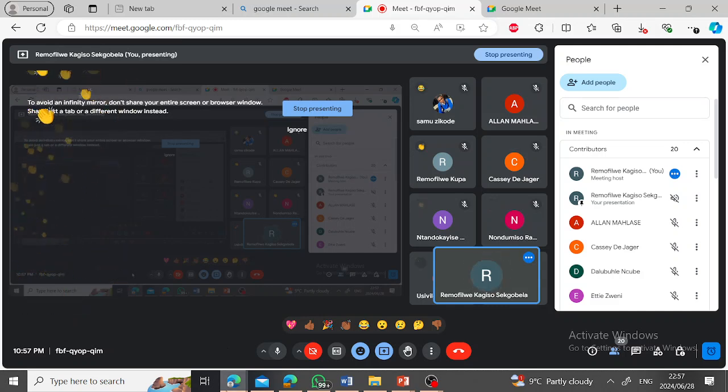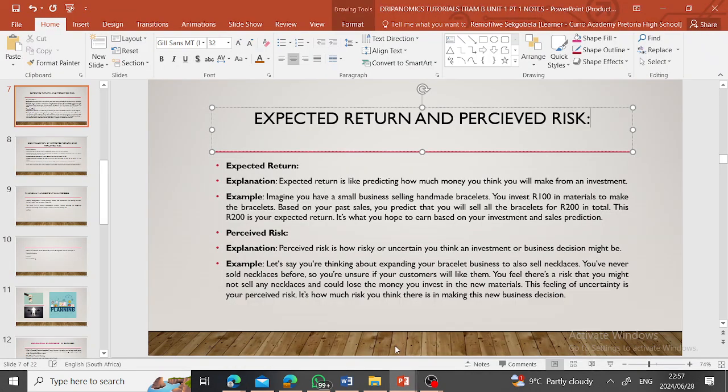So, right, guys, we have expected return and perceived risk. So, what is expected return? Expected return is like predicting how much money you think you will make from an investment. And then we have an example. Imagine you have a small business selling handmade bracelets. You invest 100 Rand in the materials to make the bracelets. Based on your past sales, you predict that you will sell all the bracelets for 200 Rand in total. This 200 is your expected return. It is what you hope to earn based on your investment and sales prediction.